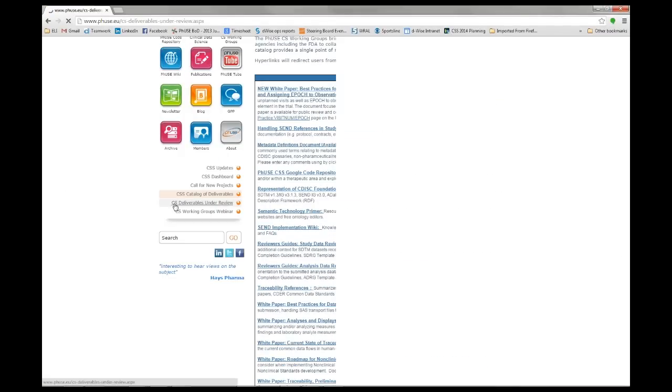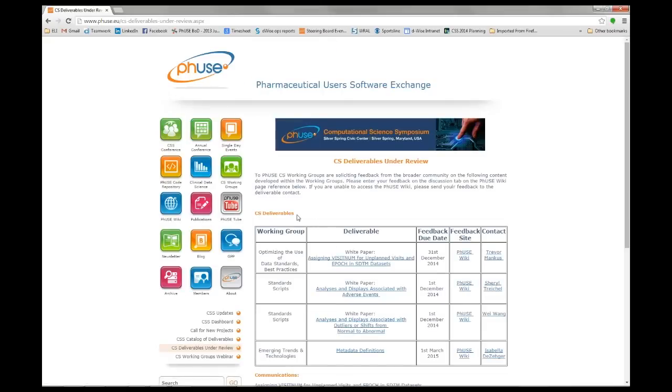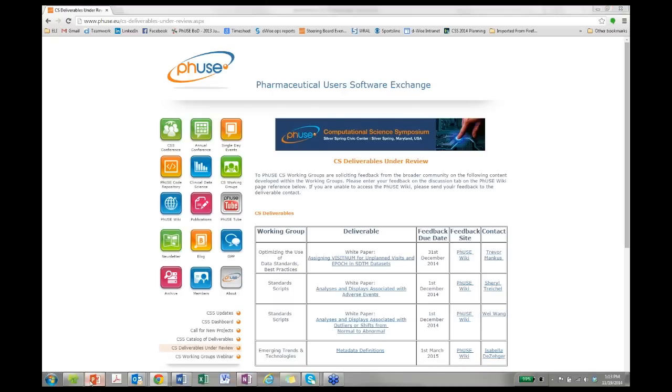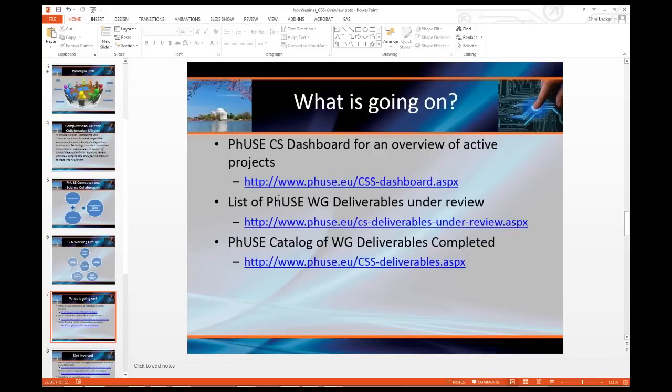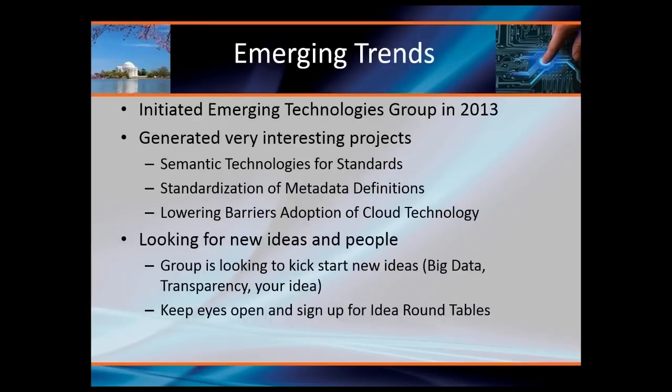And then we have another one we've added recently, which is our deliverables under review. So these are things being worked on now that we're asking for feedback on as we go along. So there's a lot of work being done within those groups. And you can go to any of those links off the PhUSE EU website to point you to where that information is located. We then have, as I mentioned before, emerging technologies.